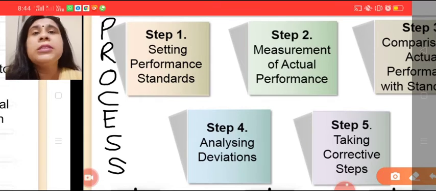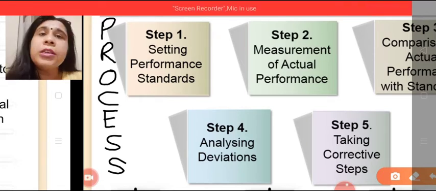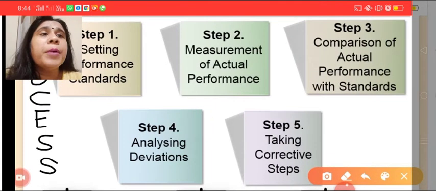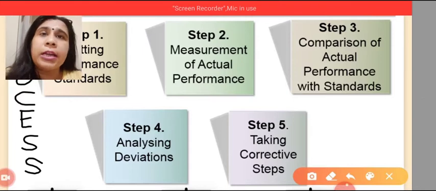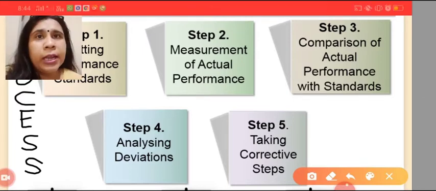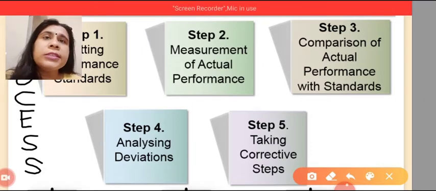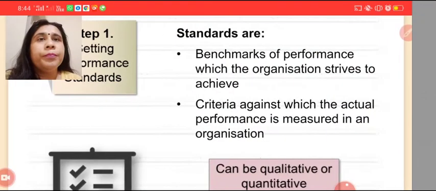Step 1, setting performance standard. Step 2, measurement of actual performance. Step 3, comparison of actual performance with standards. Step 4, analyzing deviations. And step 5, taking corrective actions. Let's learn these points one by one.